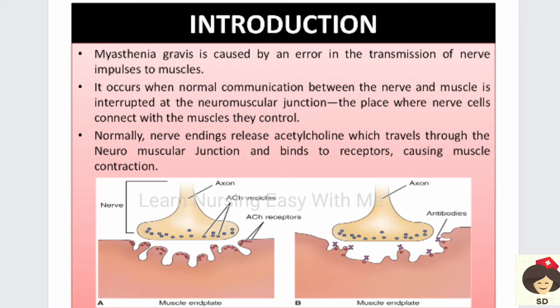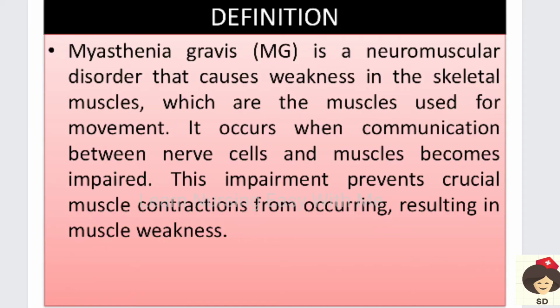In definition, it is a neuromuscular disorder where there is weakness of skeletal muscles. These skeletal muscles are responsible for movement. So when there is weakness, they cannot move, and this is caused because there is a problem in the communication between the nerve cells and the muscles. In this disease, the patient cannot do crucial muscle activities and will have muscular weakness.